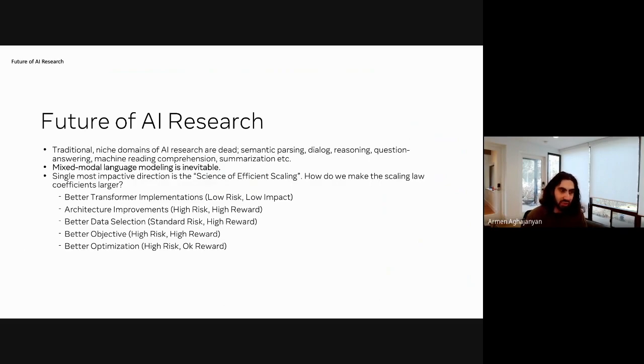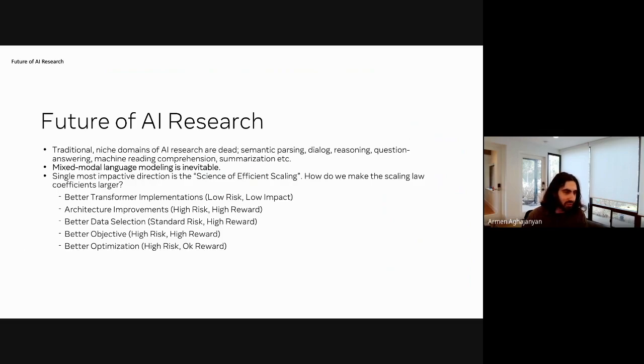Architecture improvements are very high risk, very high reward. The surprising thing is that there have been around 200 papers published on transformer improvements, and we still use the post-norm variant. So it's just the original 2016 one with a slight modification. We're not using any of the efficient transformers, nothing like that.